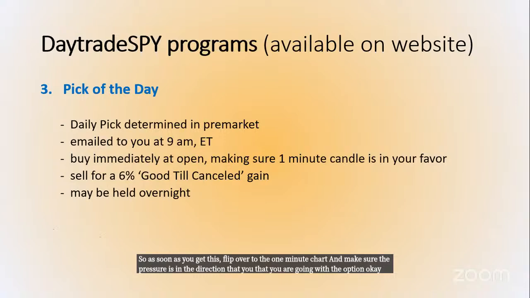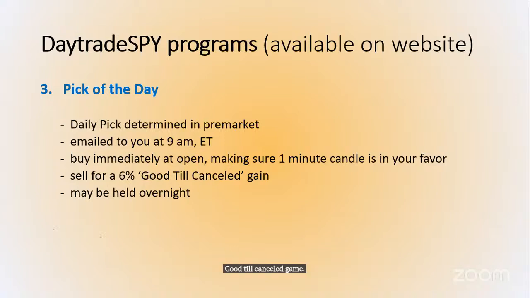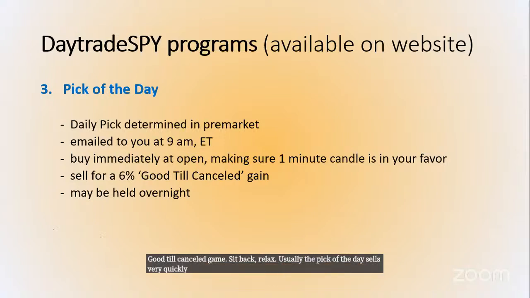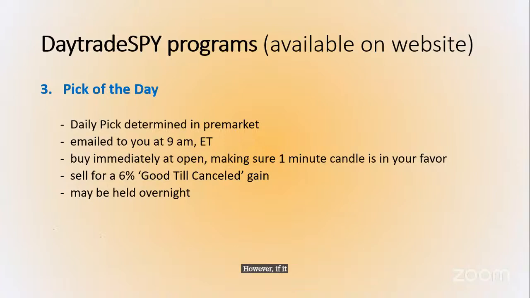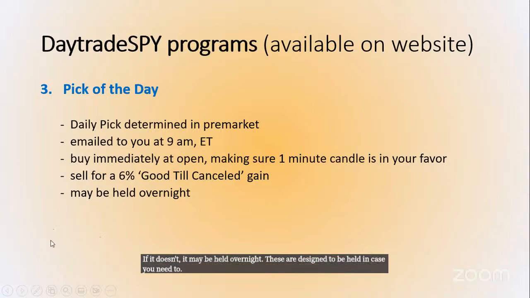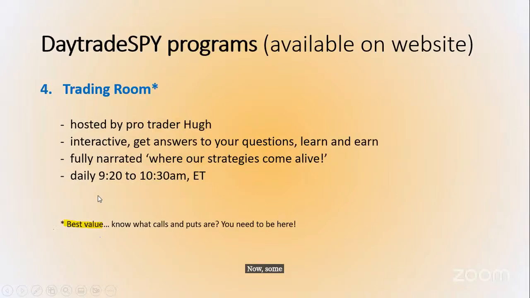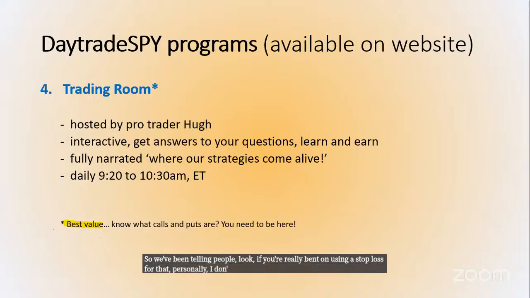As soon as you buy it, immediately put it up for sale for a 6% good till canceled gain, and sit back, relax. Usually the pick of the day sells very quickly within the first few minutes. However, if it doesn't, it may be held overnight. These are designed to be held in case you need to. Now, some people do like stop losses. So we've been telling people, look, if you're really bent on using a stop loss for that, personally, I don't like them and I don't really use them.